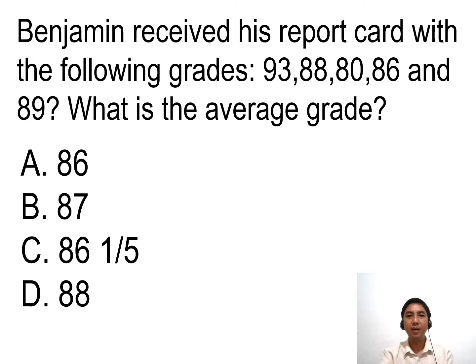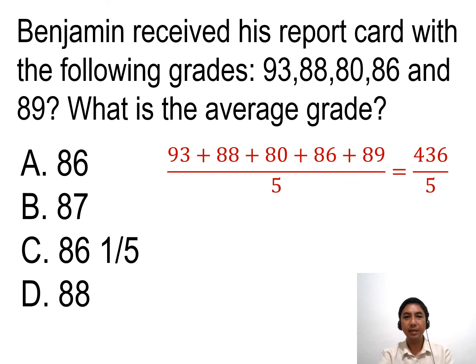Next problem. Benjamin received his report card with the following grades: 93, 88, 80, 86, and 89. What is the average grade? We know that to get the average, you just add the numbers, then divide by the number of terms. In this case, you are given 93 plus 88 plus 80 plus 86 plus 89. Bahala na po kayo mag-add diyan. Ang lalabas po doon ay 436. Then divide by 5. Ang lalabas mo is 87.2.